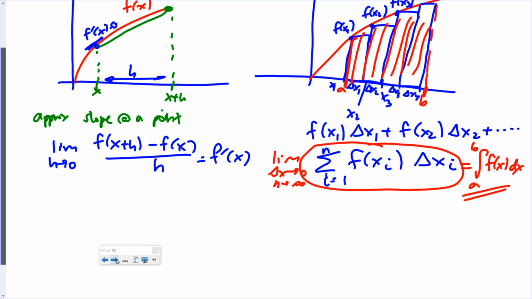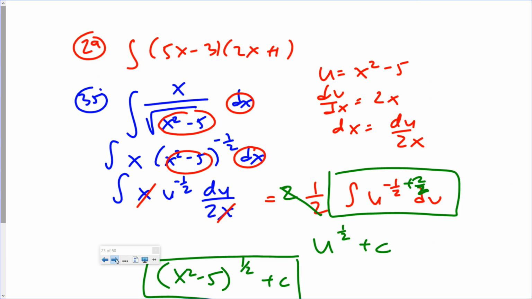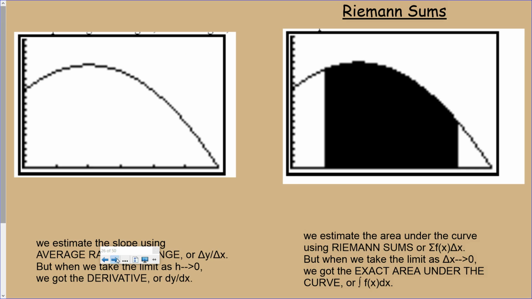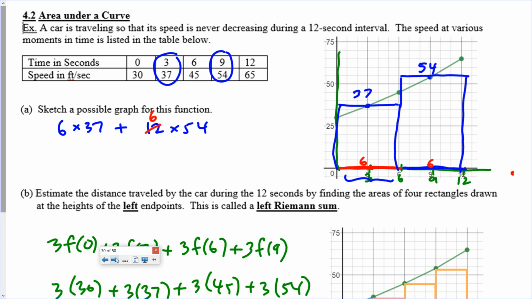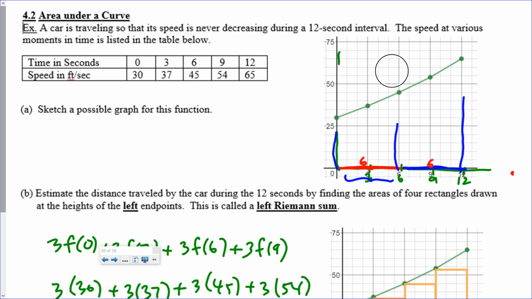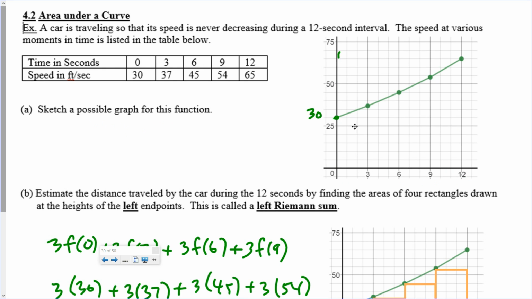All right, so go to your notes. Look at the second page in your notes, the back of page 1. You have a table in your notes. I want you to take a look at that table. I want you to go ahead and plot these points first. On part A, we're going to plot these 5 points. So make a little chart: 0, 30; 3, 37; 6, 45; 9, 54; and 12, 65. Go ahead and do that.